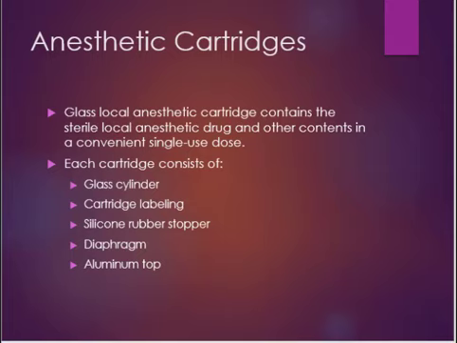Okay, with the anesthetic cartridges, they are glass cartridges, and they're going to contain the sterile local anesthetic drug and other contents for the single-use dose. Each cartridge is going to consist of the glass cylinder, the cartridge labeling, silicone rubber stopper, diaphragm, and aluminum top. Remember that they all are pre-filled with up to 1.8 milliliters of sterile anesthetic solution.